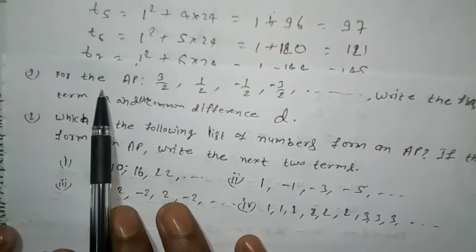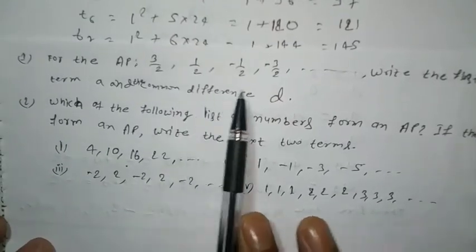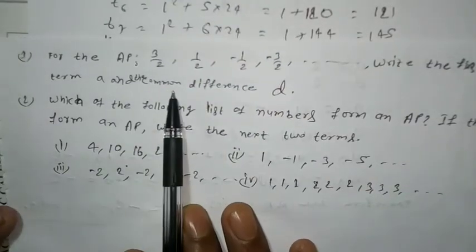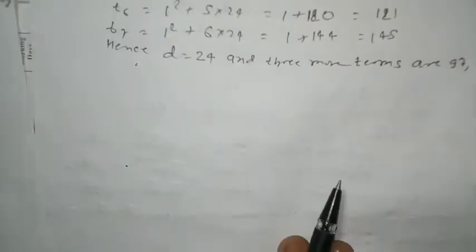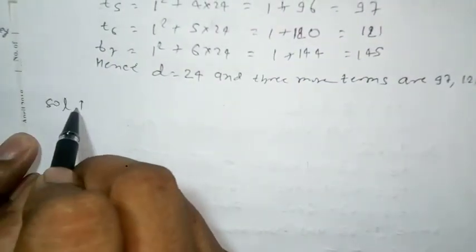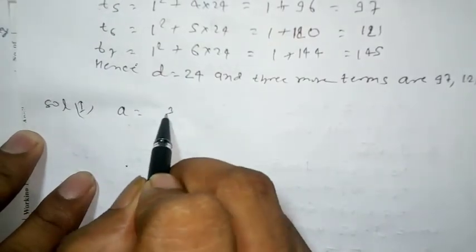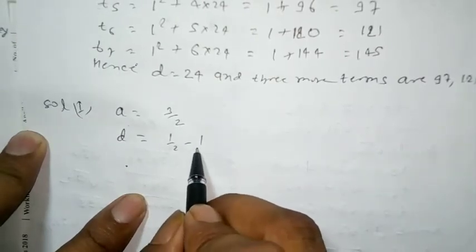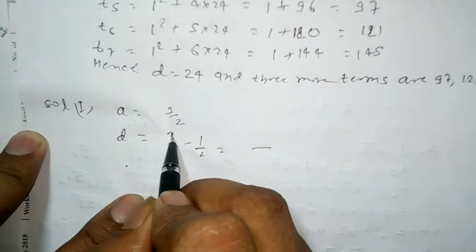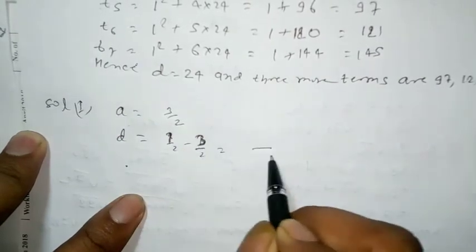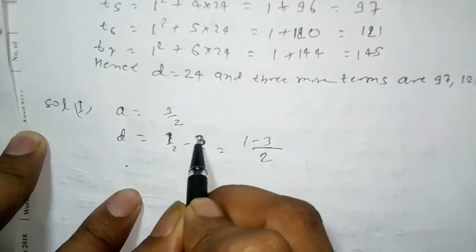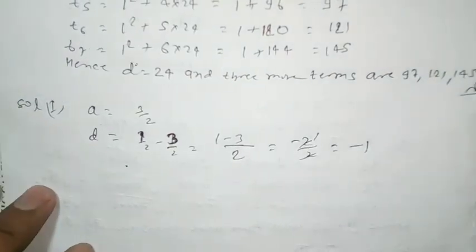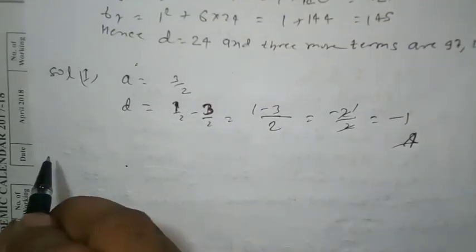The first question, for the AP 3 by 2, 1 by 2, minus 1 by 2 and minus 3 by 2, dot dot, write the first term A and the common difference D. Solution: A is equal to 3 by 2, common difference D is equal to second term minus first term, two is LCM, so 1 minus 3 is equal to minus 2 by 2, 2 cancel is equal to minus 1. Answer.